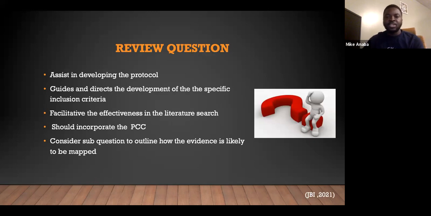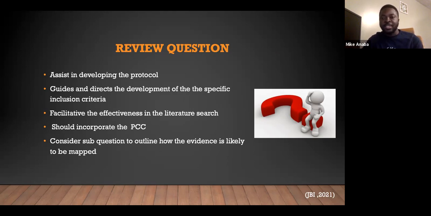And it leads you to the first and major thing that people would like to know. What is your question? What is your review question? This is important because it helps you develop your protocol, and it provides guidance as to what to include in the review, in terms of the studies that you are reviewing, and what to exclude. It also facilitates your literature search.